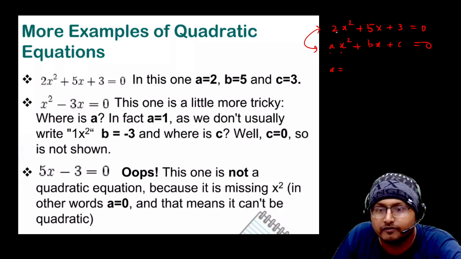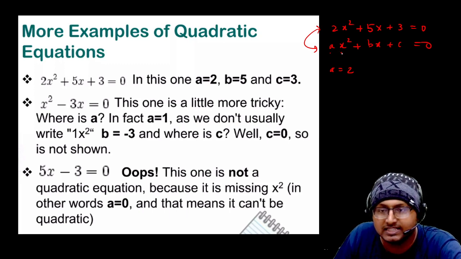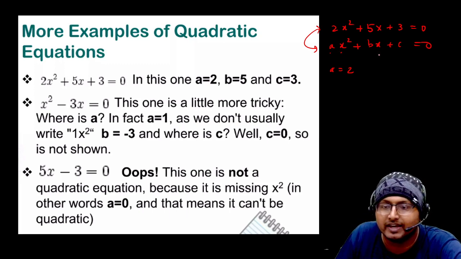It is 2. So if we are to compare this one, if a equal to 2, this and this equation will be same. Similarly, what is the coefficient of x here? It is b. What is the coefficient of x here? It is 5. If b equal to 5, these both are same.